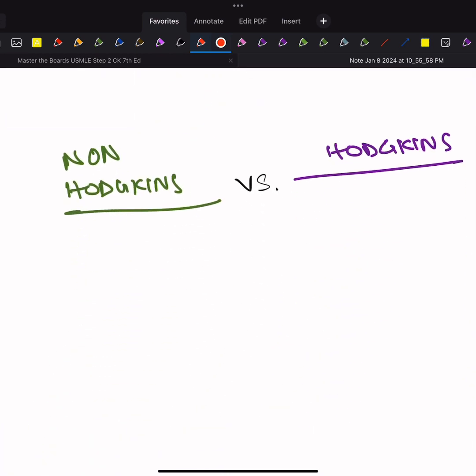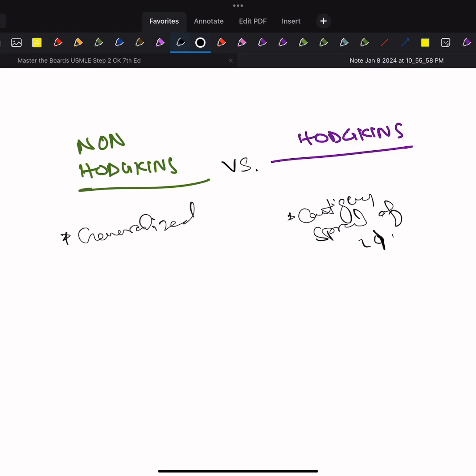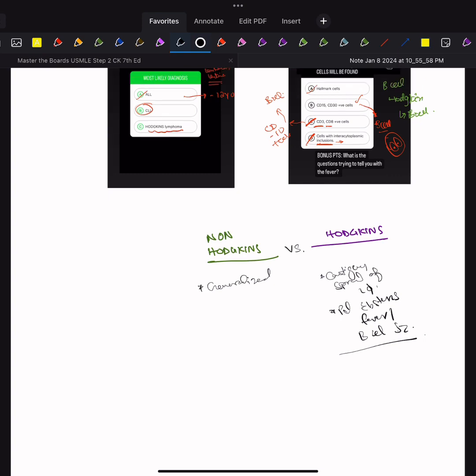So very quickly, that leaves us a couple things to differentiate between non-Hodgkin's and Hodgkin's. Hodgkin's would have contiguous spread of lymph nodes, like contiguous involvement of lymph nodes. In non-Hodgkin's, it would be generalized. All right, and then over here we will be having Pel Ebstein fevers along with other B-cell symptoms. This would be a good way to break down questions going forward.